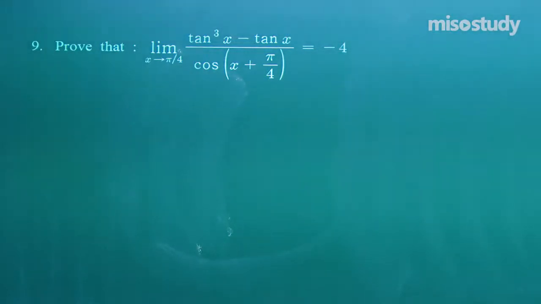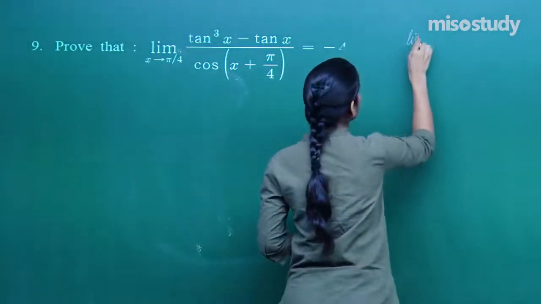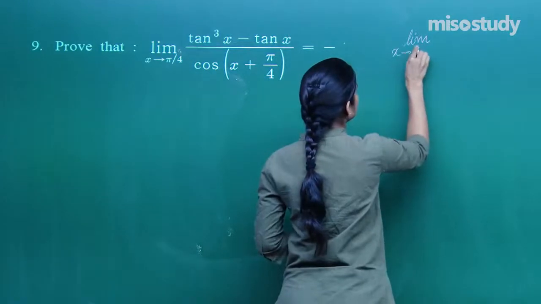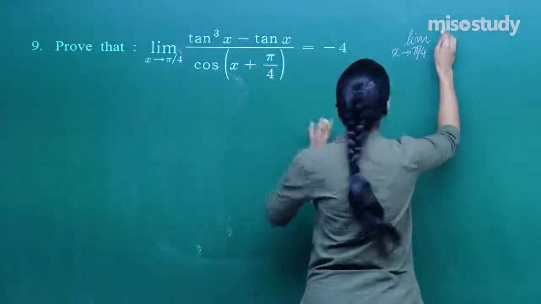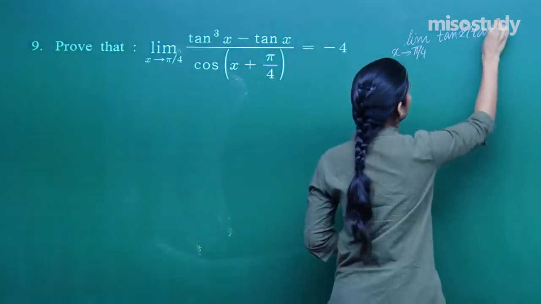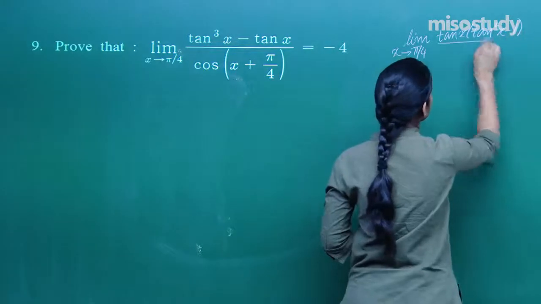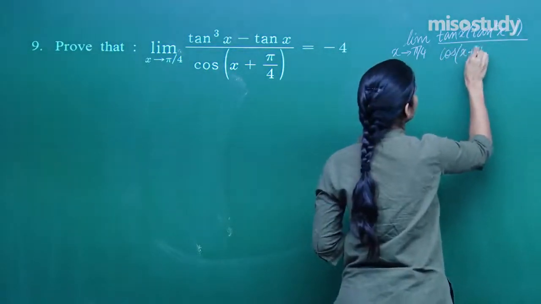The function is given to us and even the value of the limit is given to us. We just need to prove that it is equal to this value. Limit x tends to pi by 4, tan cube x minus tan x. Clearly I can see that tan x is coming out common, so I will take it out common straight away. I am left with tan square x minus 1 whole upon cos of x plus pi by 4.